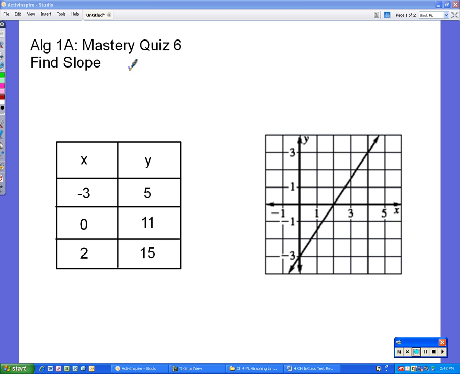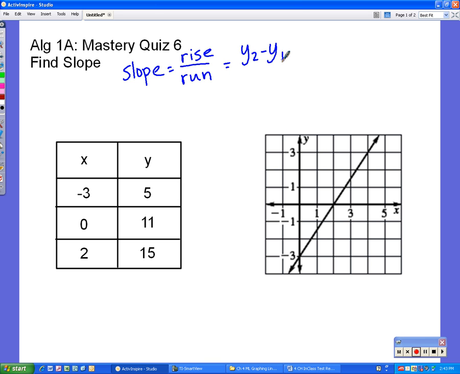Remember that slope equals rise over run, and it equals y2 minus y1 over x2 minus x1, and it equals the difference of y over the difference in x. Lots of different ways to find slope.